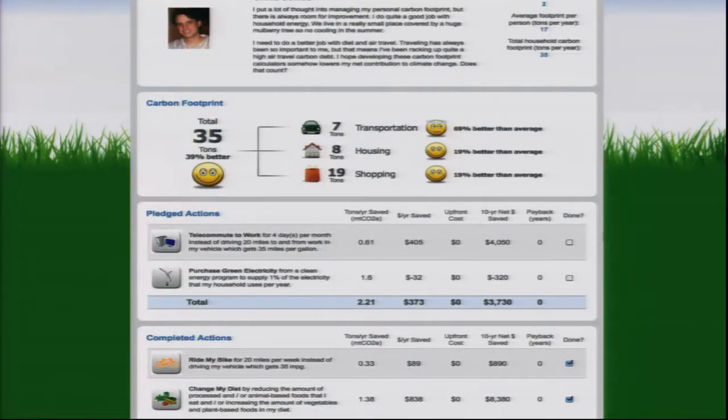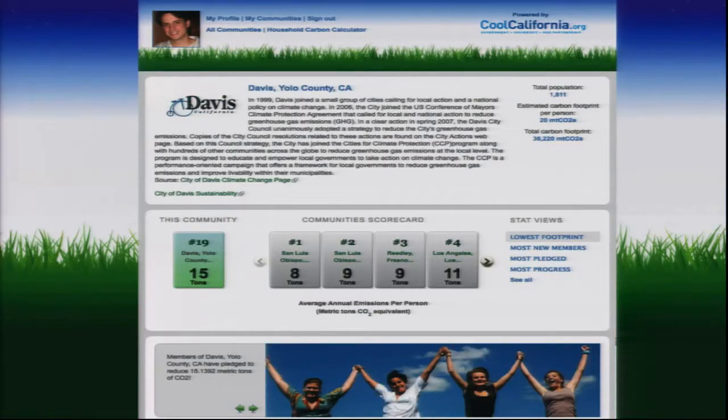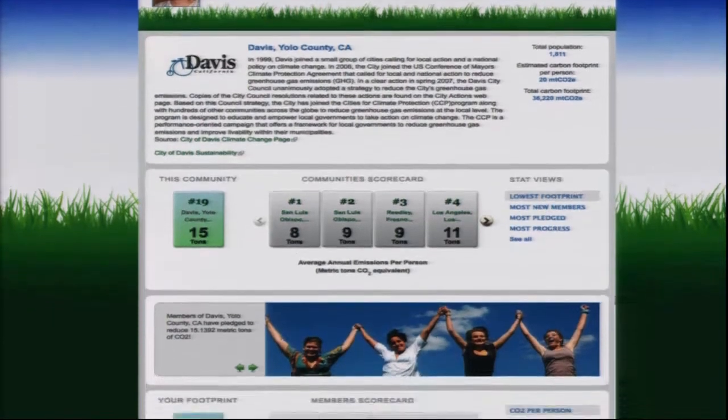Then you create a profile, and you put in your zip code, and it saves all your information. So here's your profile page. Here's mine, I guess. I guess I'm an angel for my transportation use. And then we also have a community page. I live in Davis, and it compares members of Davis to other communities. Berkeley has one as well.